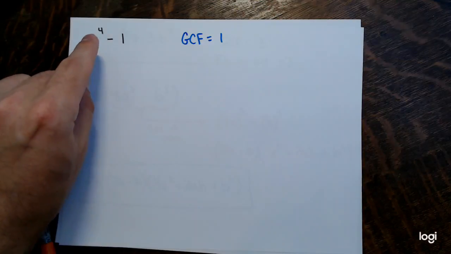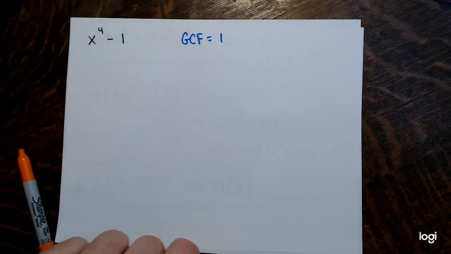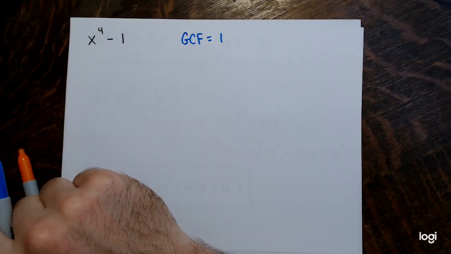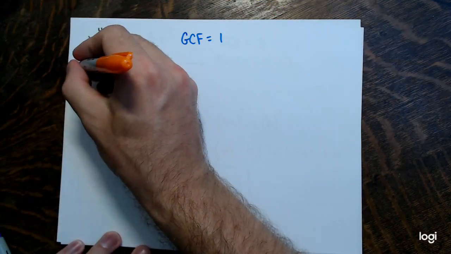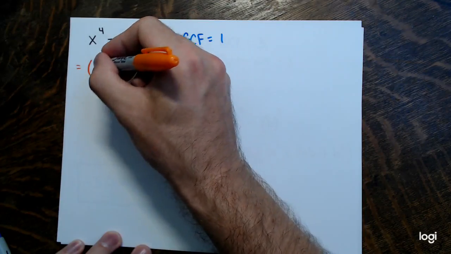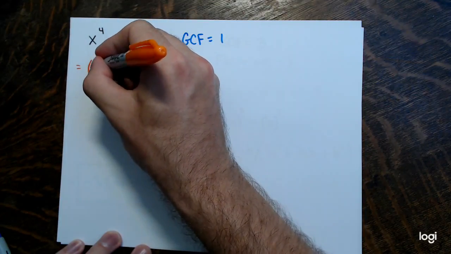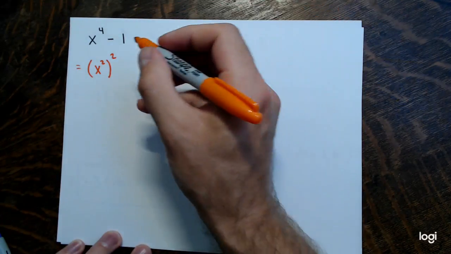And look at my powers here. The powers on the variables this time are a multiple of 2, not a multiple of 3. So I'm thinking this is probably a difference of 2 squares. So let's see if that's true. What squared would give me x to the 4th? Well, that'd be x squared. x squared times x squared would be x to the 4th.